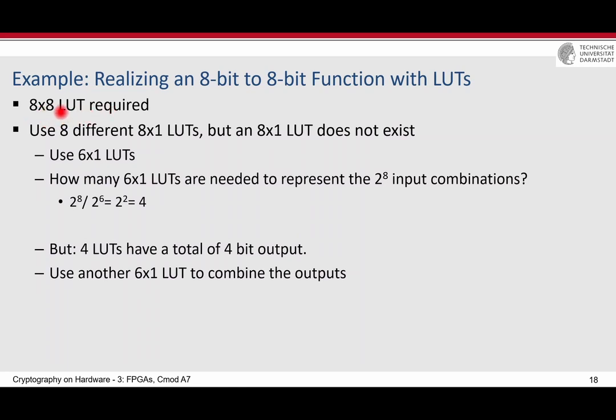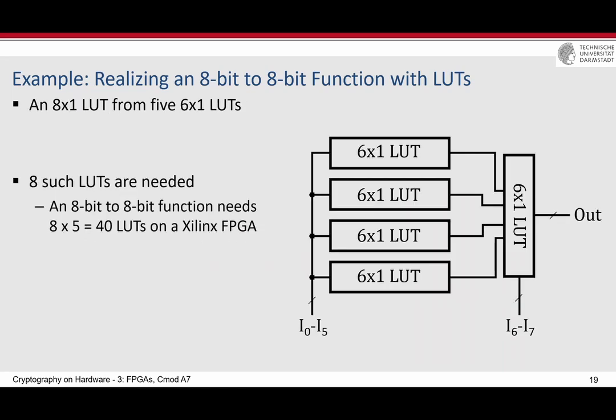It means 8 times 8 by 1 LUT you need. But we do not have 8 by 1 LUT in the FPGAs. Then we have to use 6 by 1 LUTs. And then the question is, how many of these 6 by 1 LUTs are needed? Here you can see that you need 4 instances of 6 by 1 LUT to realize the 8 by 1 LUT.